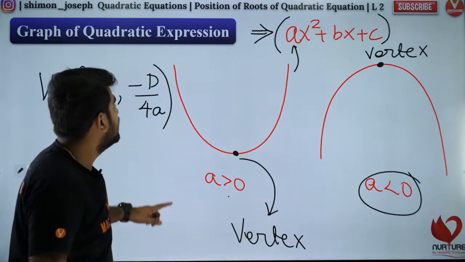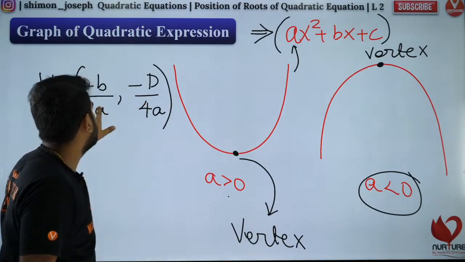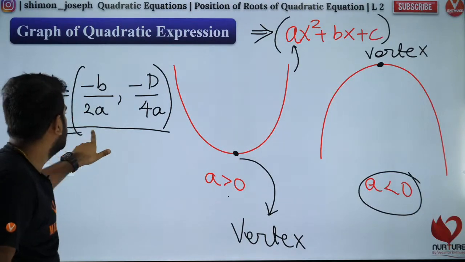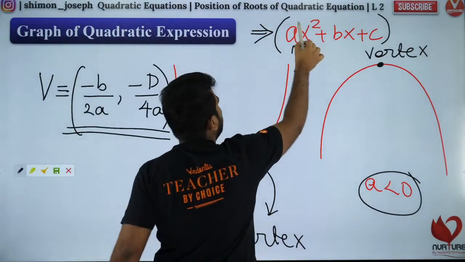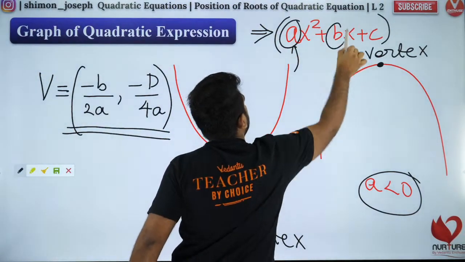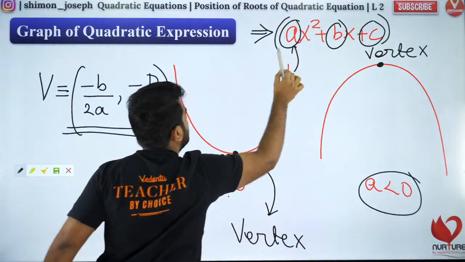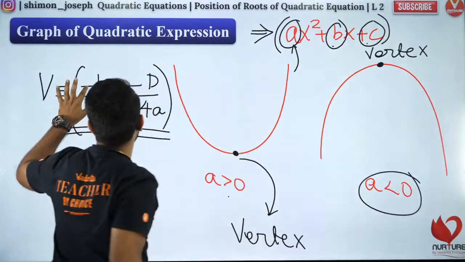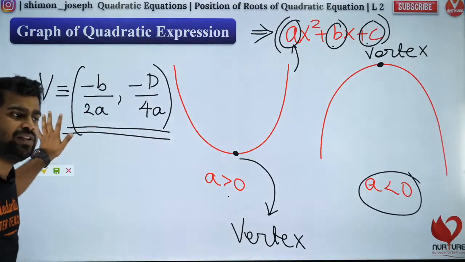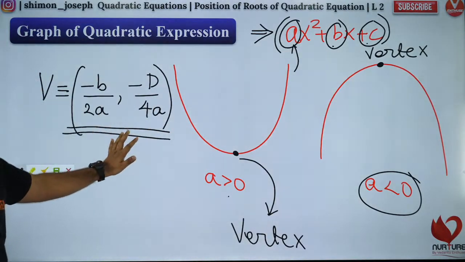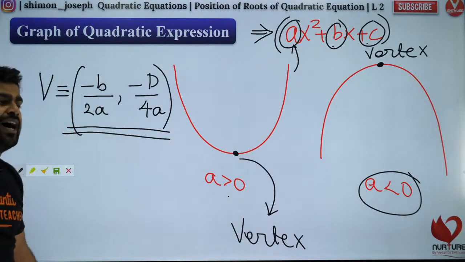Second step is find the vertex by using this formula. Because you are given the quadratic, you know A, you know B, you know C. So from the values of A, B and C, you can find out what the vertex is. Everybody can do that. Are you all clear?